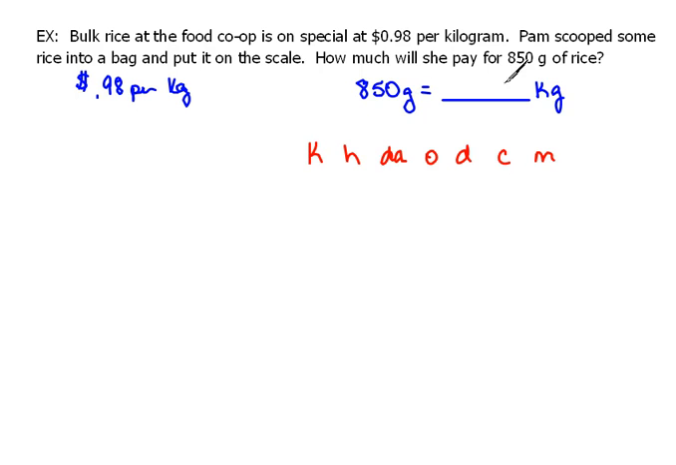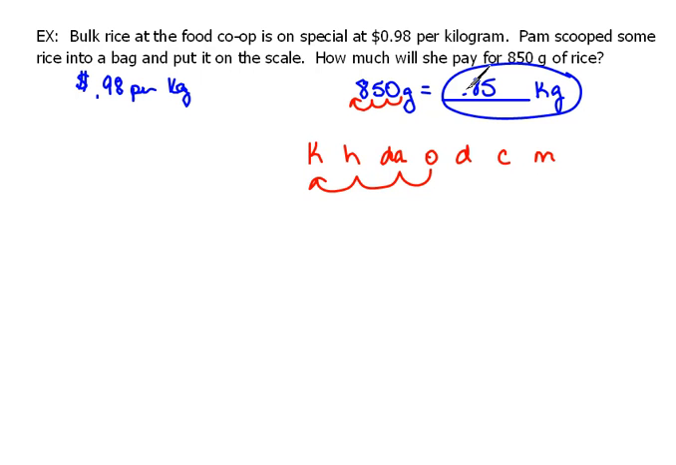If we want to go from grams to kilograms, that's going from original units over to kilo. We have to move 3 places to the left. So we're going to do the same thing with our number here. We're going to move 3 places to the left, so that will be equivalent to 0.85 kilograms. Now, if we know that this is how much rice she's dishing out, and it's 98 cents for each kilogram, then we can make a quick estimation here to say, well, she's not going to pay a whole 98 cents because she doesn't have a whole kilogram.